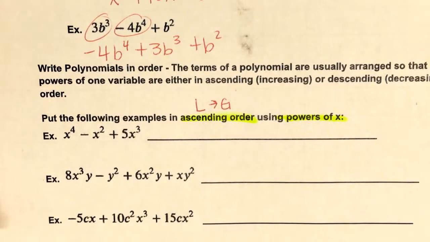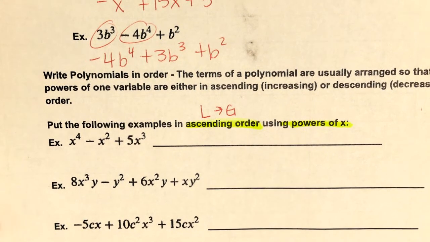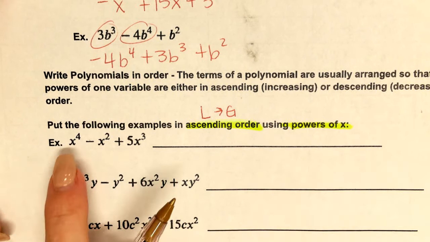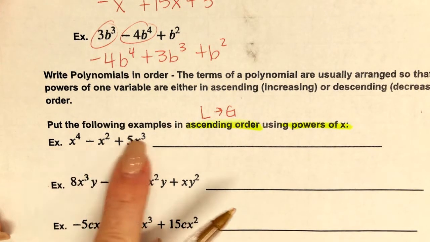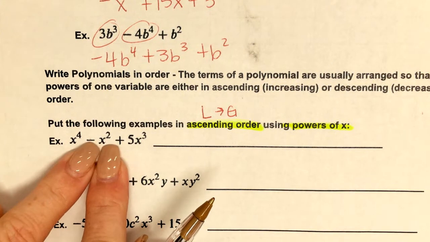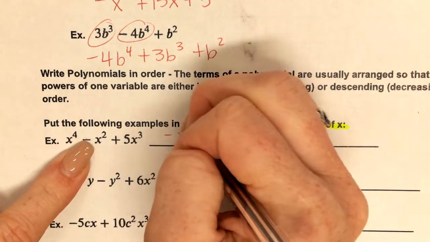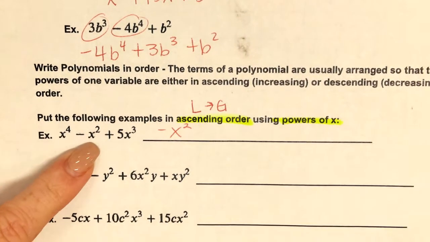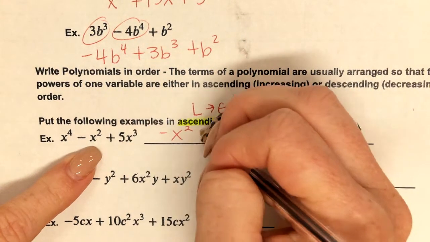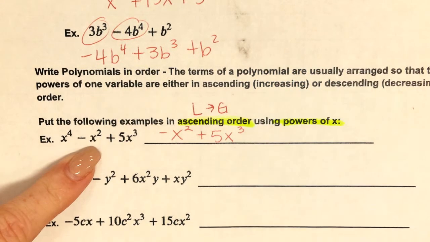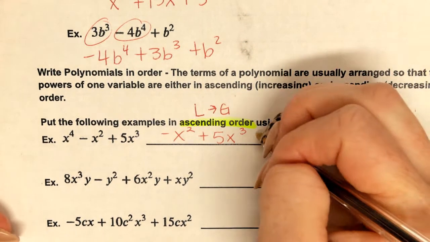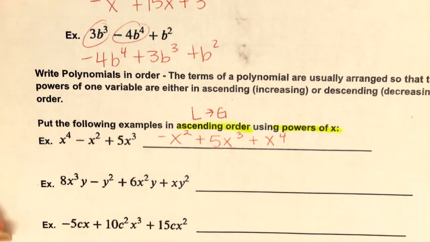What are we only looking at? The exponents that belong to the x. All right, so which one of these is the least exponent? This 2. So this is going to go first. Negative x squared. Which one's the next smallest? The 3. So plus 5x to the 3rd. And which one is the next smallest? Plus x to the 4th.